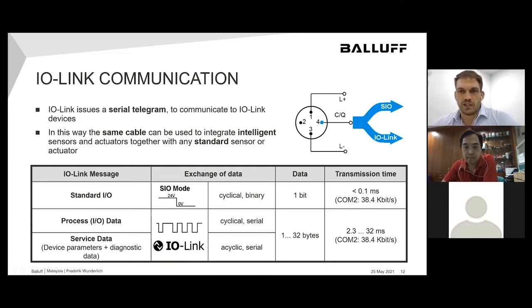Here you can see the wiring. Pin 1 and pin 3 are used for the power, plus and minus, and pin 4 is typically used for standard input-output as well as IO link communication. So on one pin, both communication protocols will be fed back to the PLC.